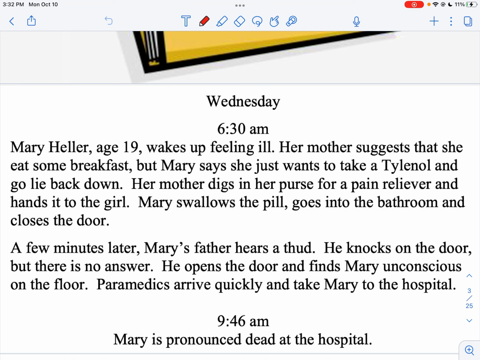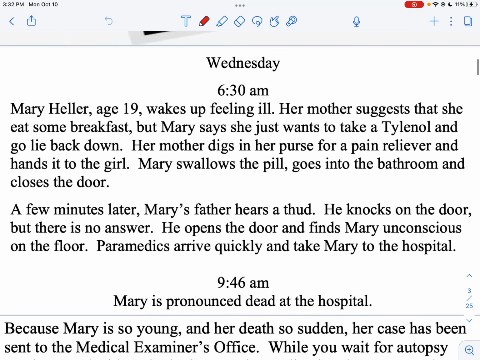A few minutes later, Mary's father hears a thud. He knocks on the door, but there's no answer. He opens the door and finds Mary unconscious on the floor. Paramedics arrive quickly and take Mary to the hospital. And at 9:46, she's pronounced dead at the hospital.